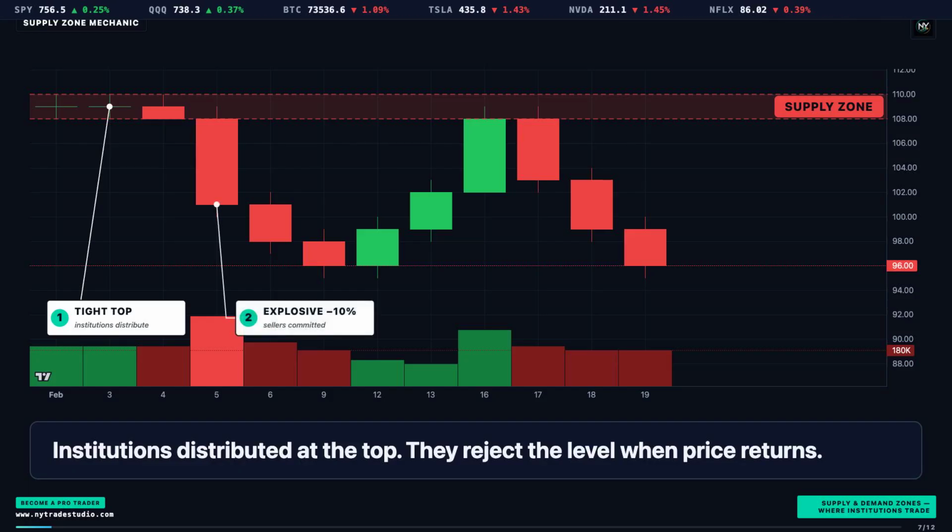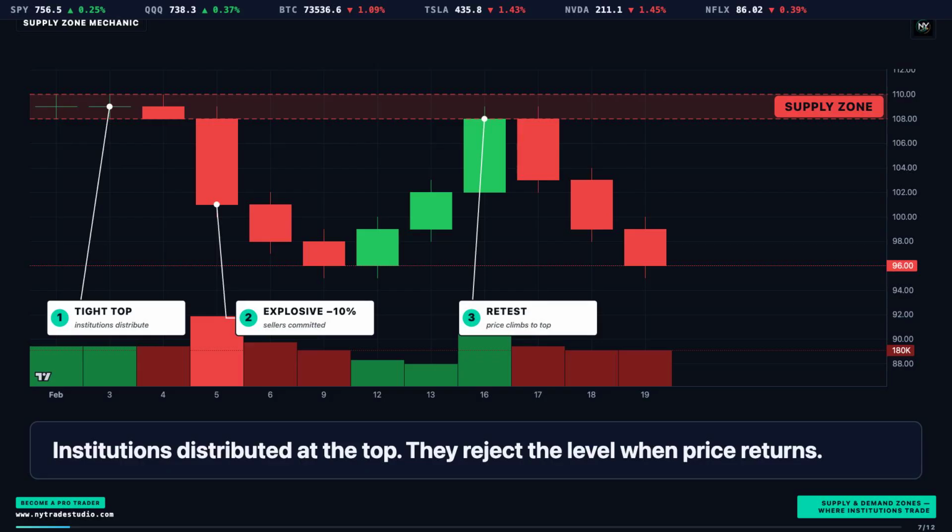The second part is an explosive drop, a 3 to 5% decline in just 1 to 3 sessions. That's your confirmation the sellers were committed. And the strength of that drop tells you exactly how much supply was parked at that level. The third part is the retest. Price climbs back up to that same level. And that is where you short.